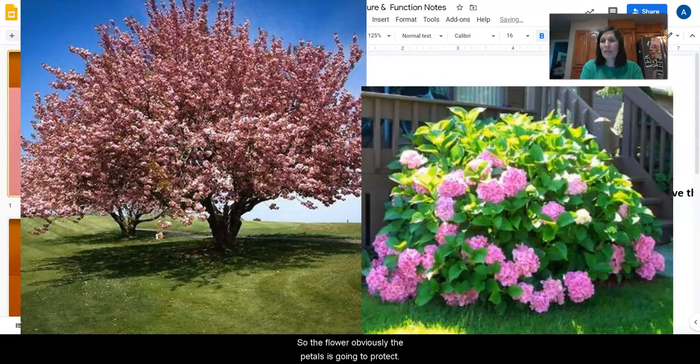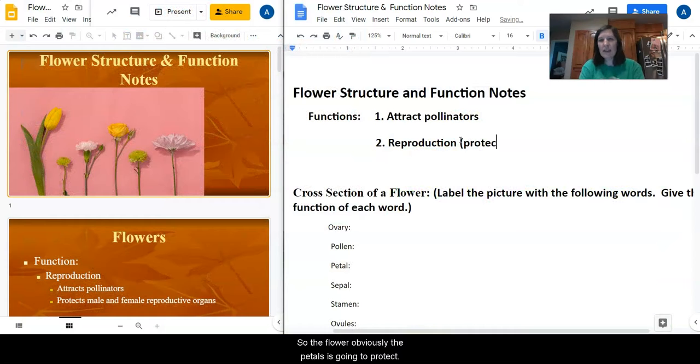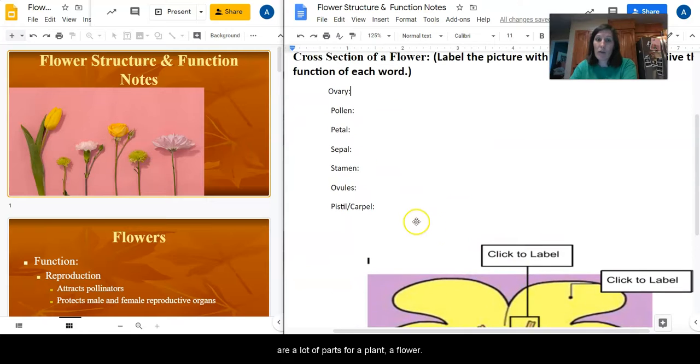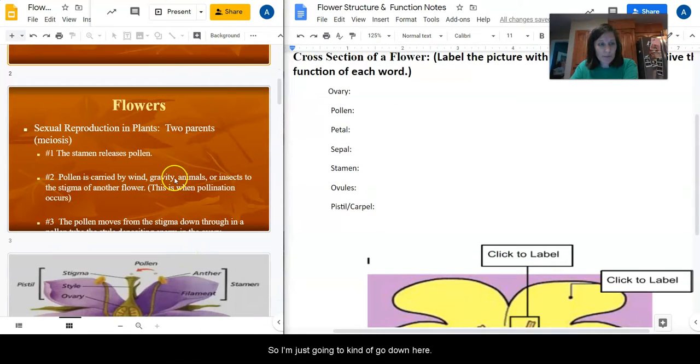All right, so really important. So the flower, obviously the petals is going to protect the female and male organs for reproduction. But yes, that's exactly what the flower is for, reproduction. So there are a lot of parts. I am not requiring you to know all of them, but there are a lot of parts for a plant, a flower. So just going to kind of go down here.